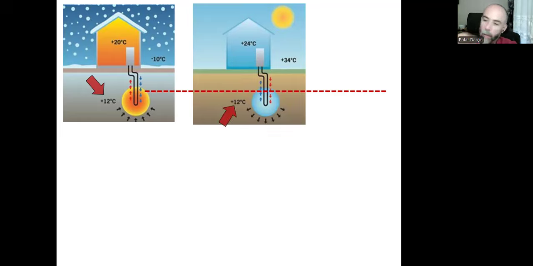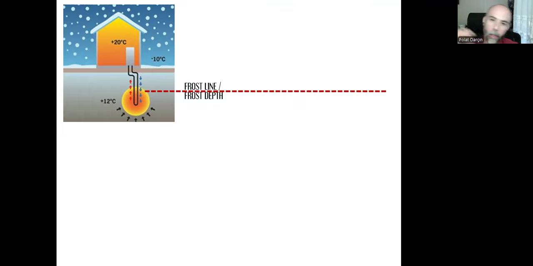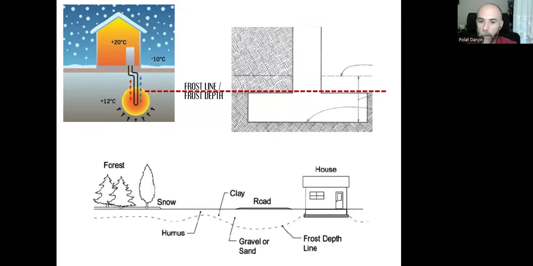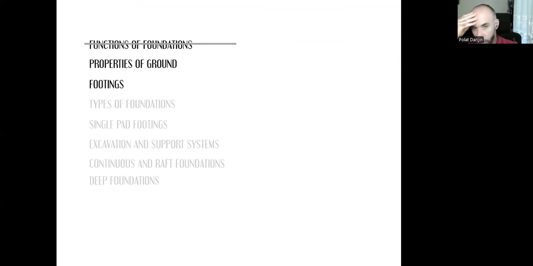So that's how we can understand the frost line. We need to go deeper than that. The upper level of our footings can be at this level maximum. And this frost depth can change according to the geographical location. And with the soil study, we can understand how deep we need to go down. Also, this depth can be identified in the regulations. We can search for the regulations.